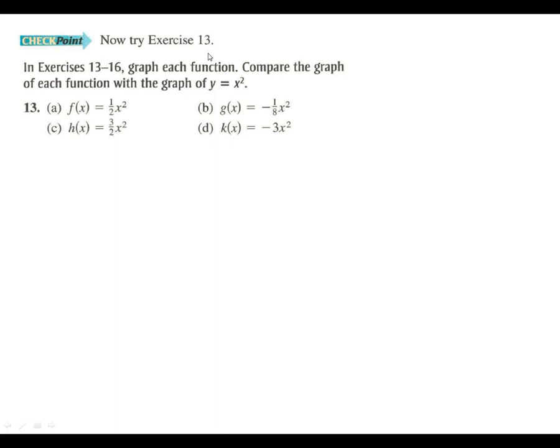Actually, sorry, this is your checkpoint. I put them up for you. So go ahead and pause the video. Try this one. Just give me a quick in-word statement of how these relate to y equals x squared.